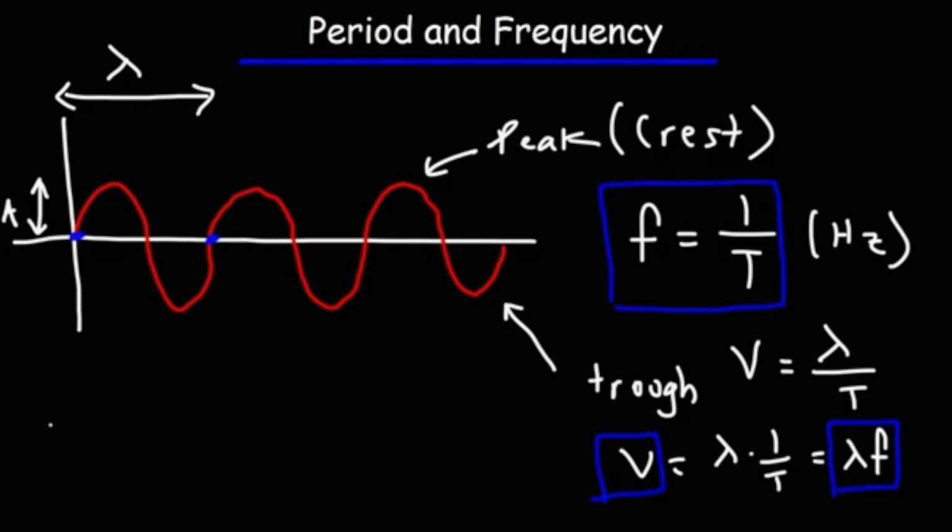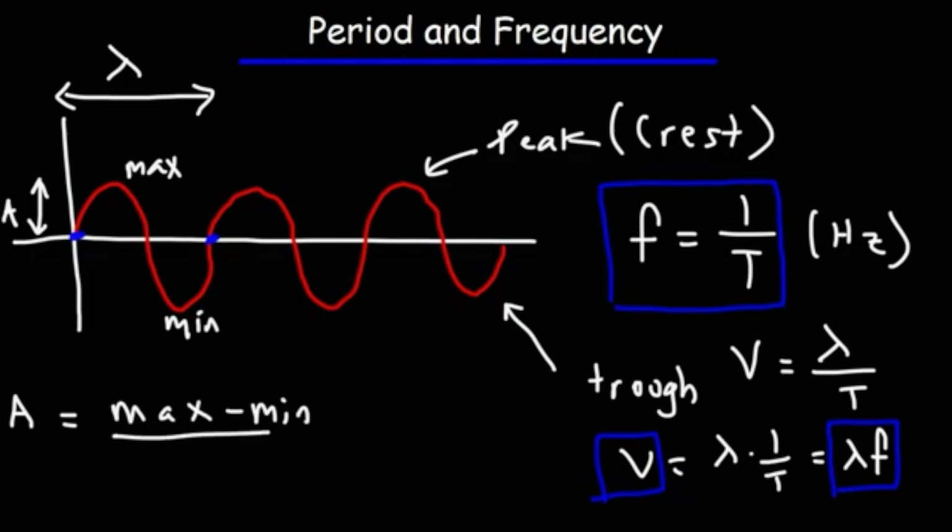Now, if you want to calculate the amplitude, and if you know the maximum value and the minimum value, the amplitude is basically just 1/2 of that. It's the max minus the minimum value, which gives it a range, divided by 2. So that's how you can calculate the amplitude of a wave.